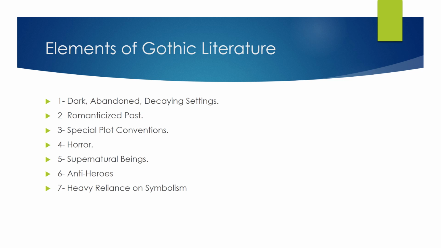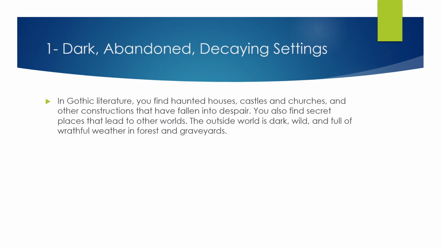Number 1, in Gothic literature we find dark, abandoned, decaying settings. Number 2, romanticized past. Number 3, special plot conventions. Number 4, horror. Number 5, supernatural beings. Number 6, anti-heroes. And number 7, heavy reliance on symbolism. Let's talk in some detail about each one of these elements. Let's go to number 1. Dark, abandoned, decaying settings.